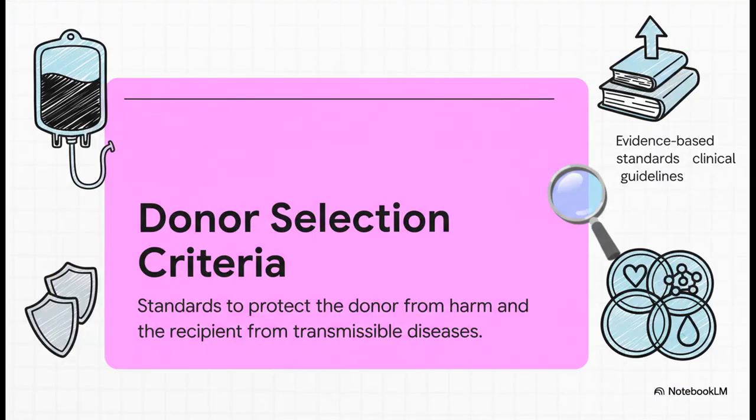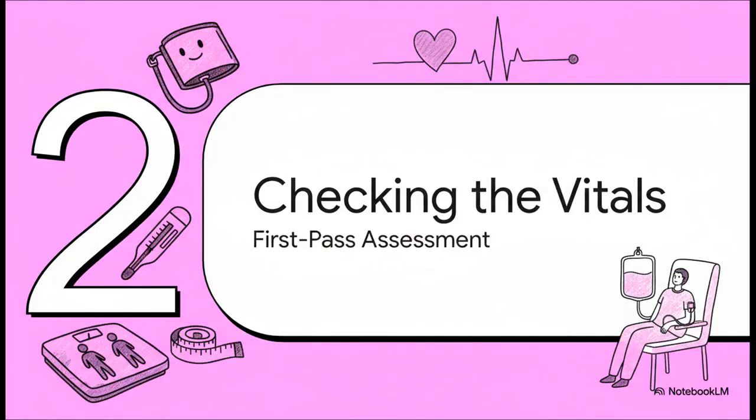Now, here's the formal definition that underpins everything we're about to do. These criteria aren't just arbitrary rules pulled out of thin air. No, they're evidence-based standards, meticulously designed to maximize safety on both sides of that transfusion equation. Every single thing we're about to discuss today ties directly back to this one fundamental concept. All right, let's get practical. Before you even dive into the detailed medical history questionnaire, you've got a set of baseline physical measurements to check. Think of these as your first-pass filters. They let you know right away if a donor's even physically able to be in the chair.